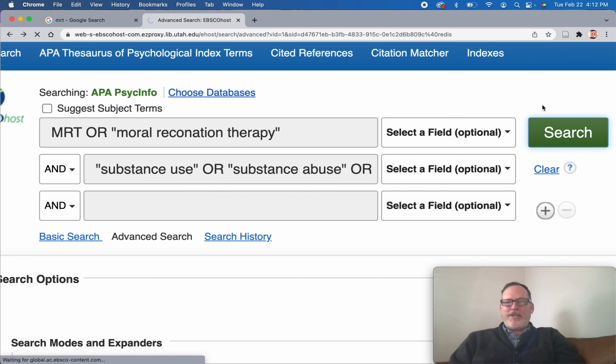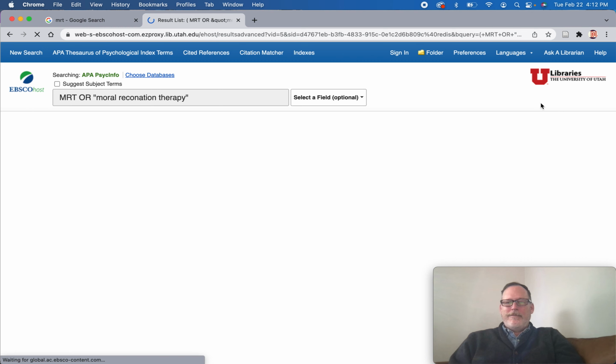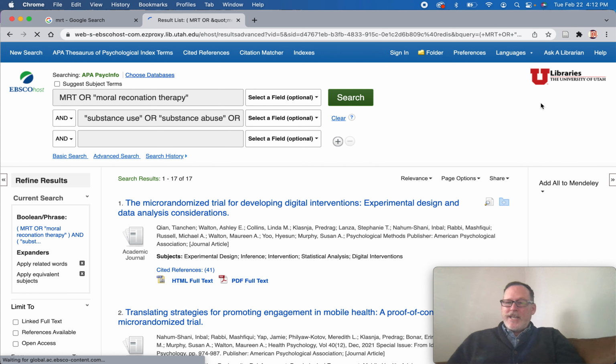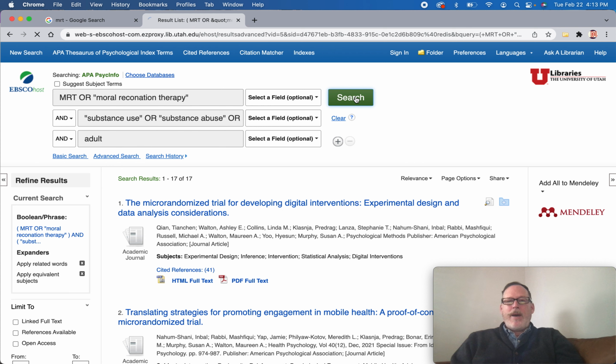So is anyone using moral reclamation therapy in this particular treatment? That's our next question. Seventeen. If we add adult, what's going to happen? So from these 17, it has MRT, it has substance use and all that. What happens if we narrow it down and say it can only be adults? That might narrow it too far. Let's see what happens.